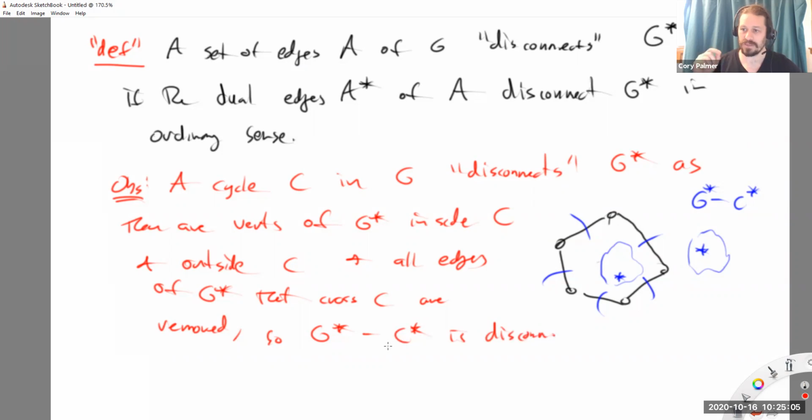So a cycle in G corresponds to a cut in G star. C star is these blue edges. These blue edges are members of C star, and in black is C. What are the dual edges for the cycle C? They're these blue crossing edges. They form a cut. Okay.